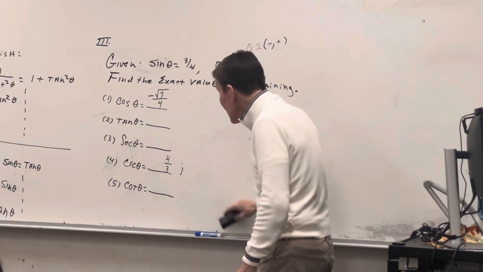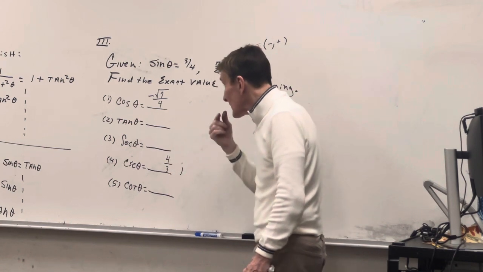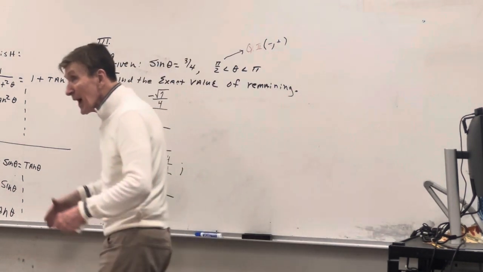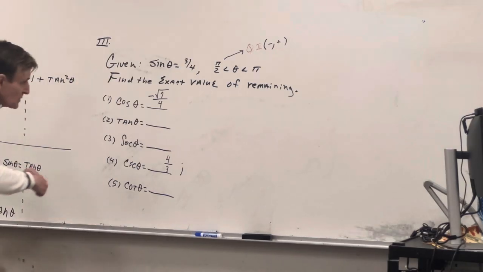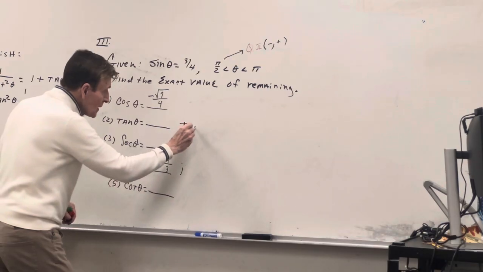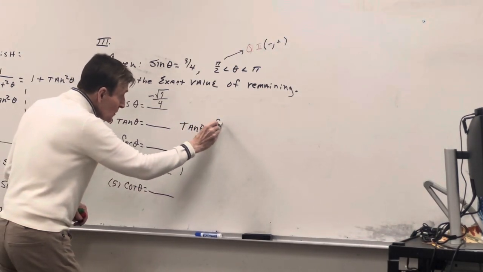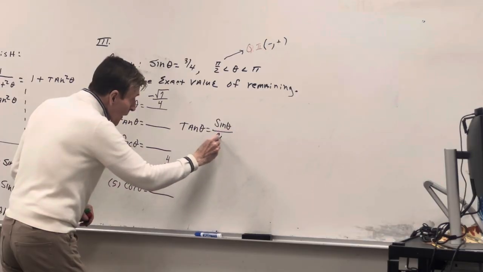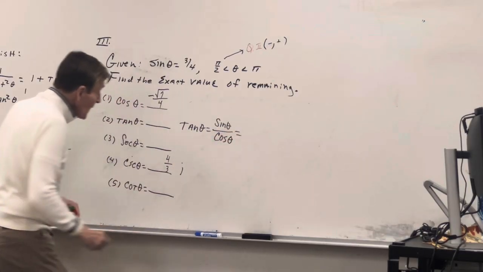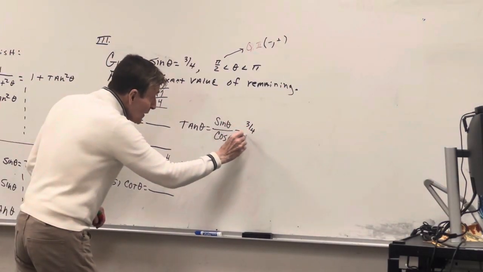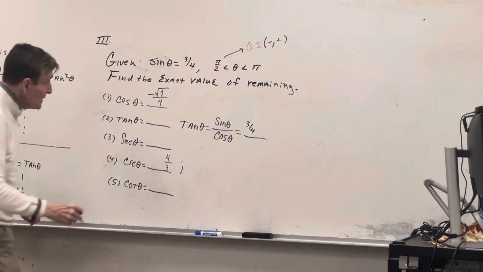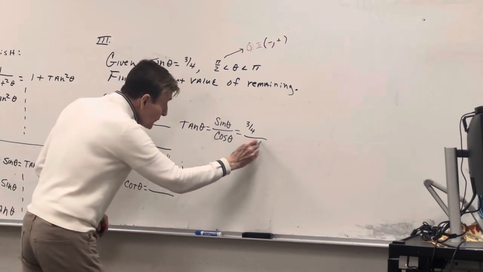Now, does anyone see anything I can use for tangent, secant, or cotangent based on what we have over there to find their values? I use tangent. And which one of these identities would you use? Sine divided by cosine. So on the side here, validation, tangent is equal to sine over cosine. Sine, I gave you 3/4. Cosine, we just discovered, negative radical 7 over 4.